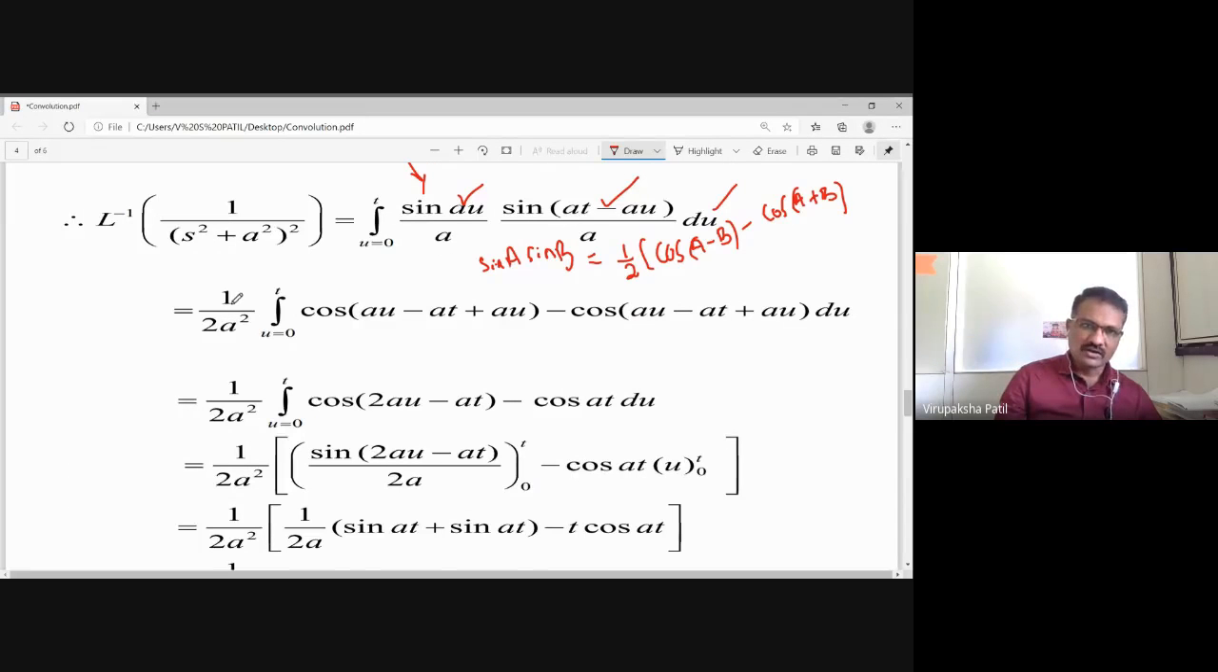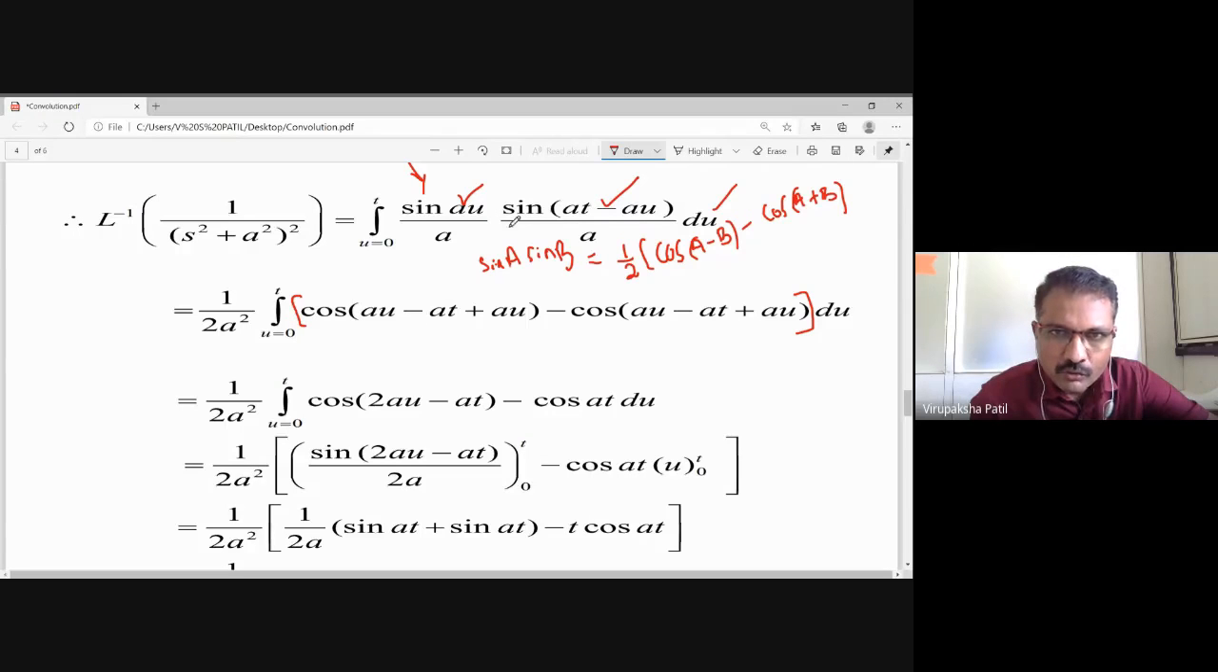A square is already there, therefore 1 divided by 2a square into the integral from u equals 0 to t. Put one bracket here, because this integral sign relates to both the terms, and this du relates to both the terms. Therefore, cos, you have to write A minus B here. Cos A is this one, and this is B.